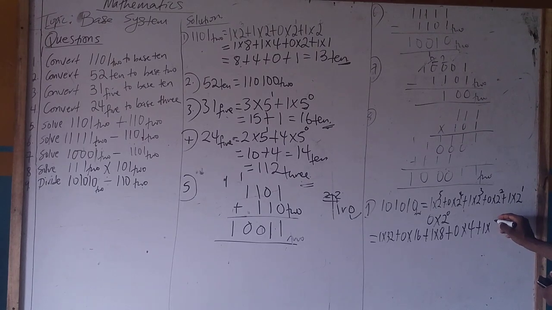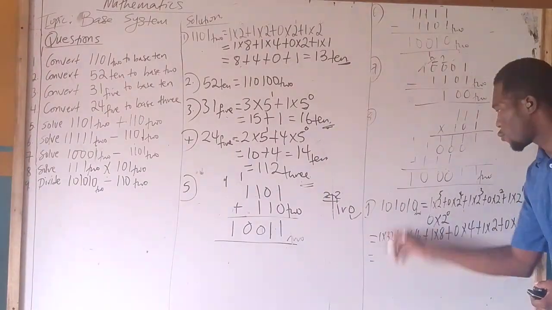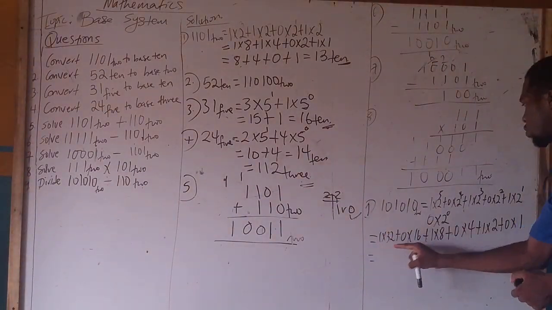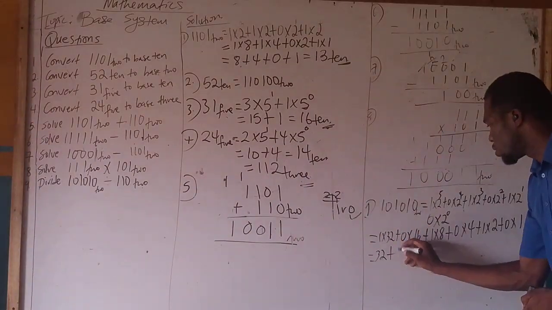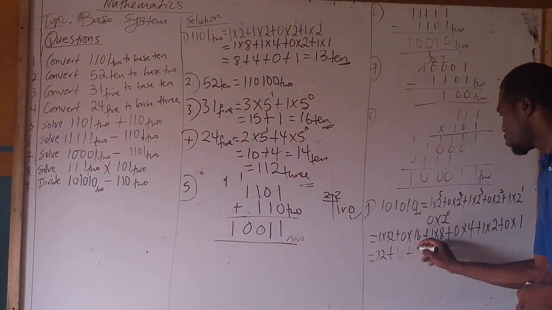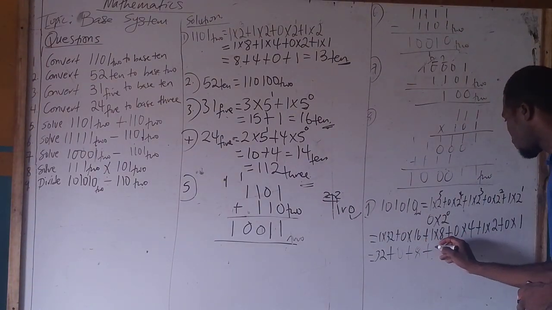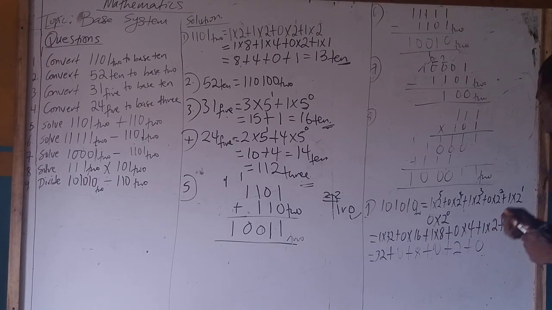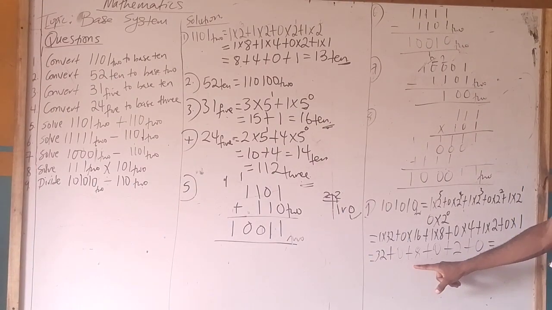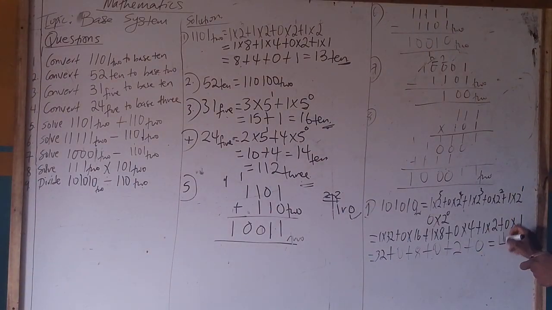2 raised to the power 1 is what? 2, plus 0 times 2 raised to the power 0 is what? 1. So we have to find the value of this. So let's solve this. 1 times 32 is 32, plus 0 times 16 is 0, plus 1 times 8 is 8, plus 0 times 4 is 0, plus 1 times 2 is 2, plus 0 times 1 is 0. So add everything together, then we have 32 plus 8 is 40, 40 plus 2 is 42. So this is 42 base 10.